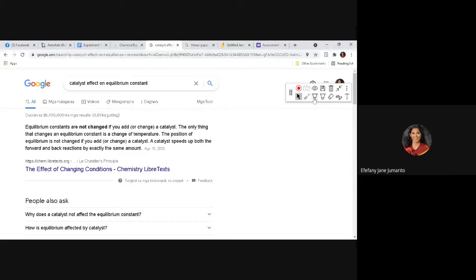Okay, Kyle, here. Equilibrium constants are not changed if you add or change a catalyst. If you add or change a catalyst, the only thing that changes an equilibrium constant is a change in temperature. So the position of equilibrium is not changed if you add or change a catalyst. A catalyst only speeds up both the forward and the back reactions by exactly the same amount. Okay, so that's it. It has no effect if we add a catalyst.